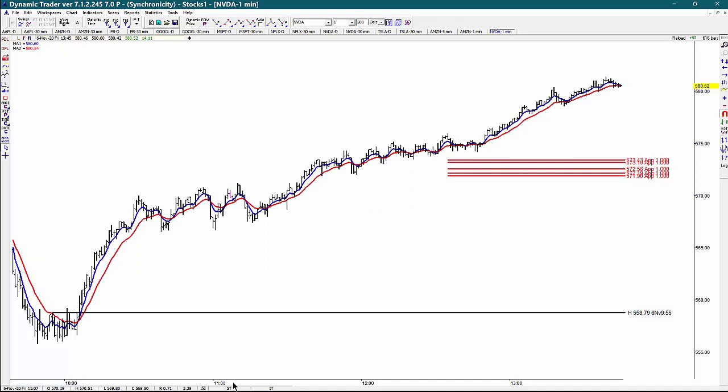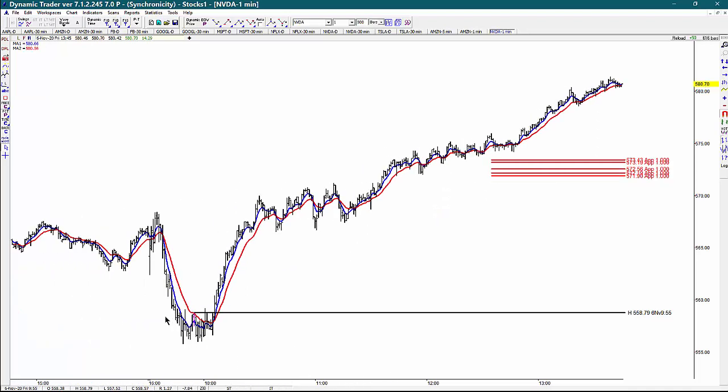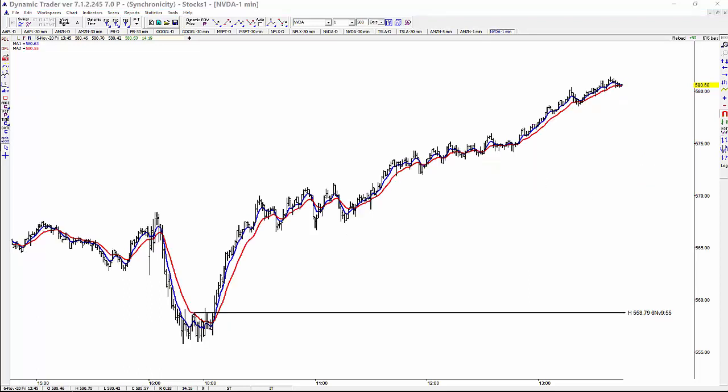Now you can use either an 8/34 EMA crossover if you want for the entry, or a faster one will come in with the 5/13 EMA crossover. So in this case, to show you where we would have had the trigger entry, okay, here's where we tested the support and it held.